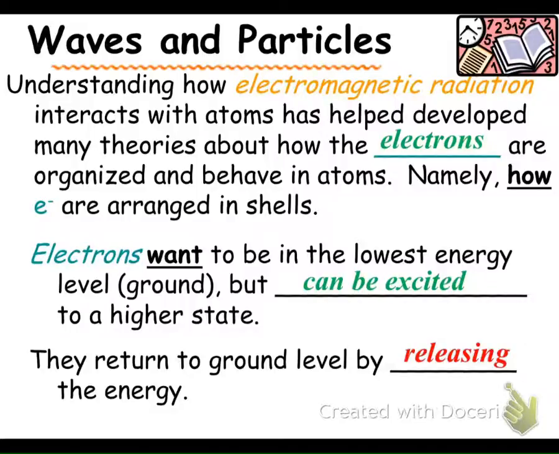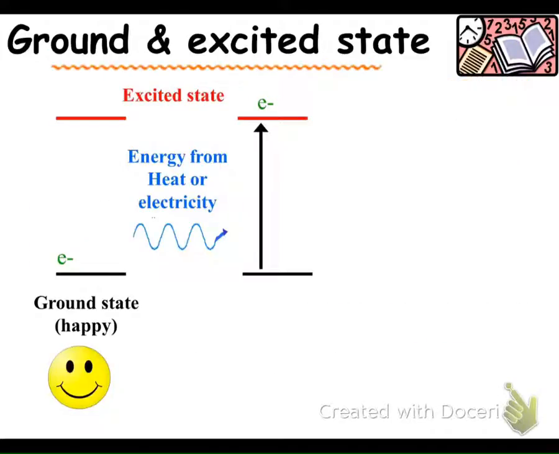When they return to the ground state, they will release energy. So here's just a drawing. I've got a low energy level and a high energy level. And here's just representing energy getting put into the electron. So my electron now is going to jump up to an excited state, and here we're at the ground state to start, and it's going to absorb energy, and it's going to jump up to the excited state.